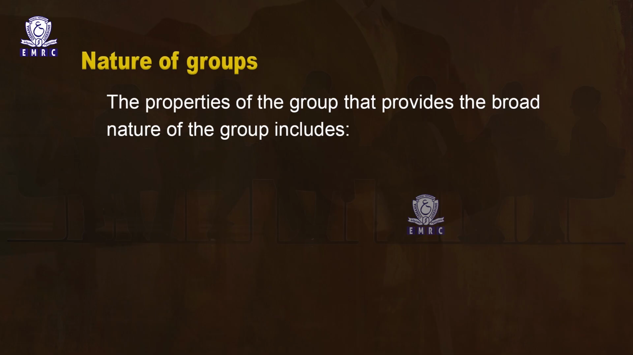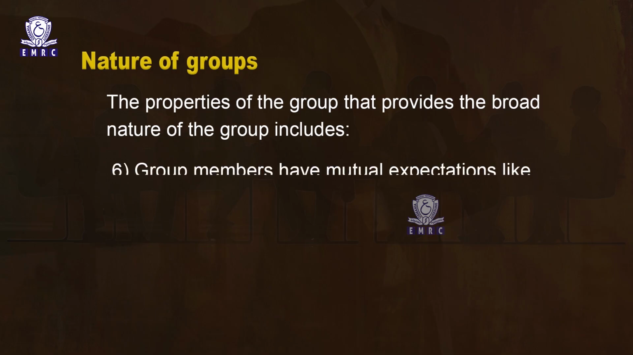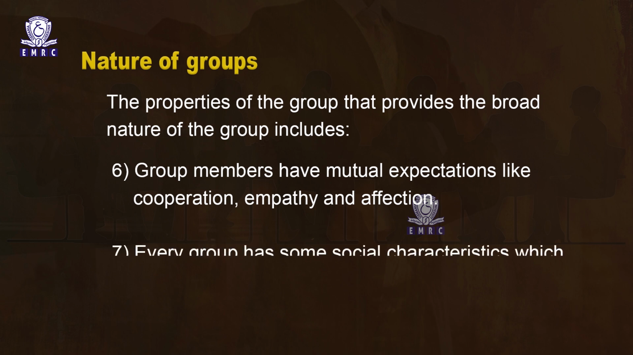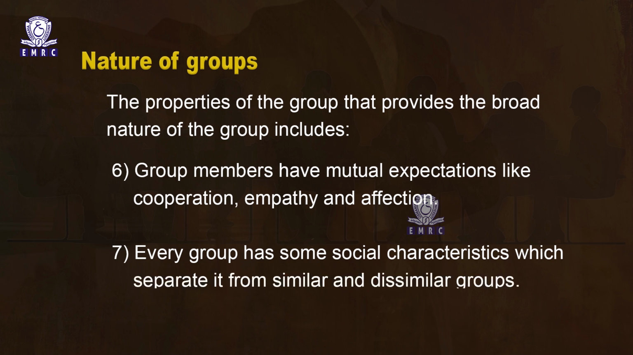Another important point is that group members have mutual expectations. These expectations include cooperation, empathy and affection. Every group has some social characteristics which separate it from similar and dissimilar groups. These characteristics affect the members of the group.